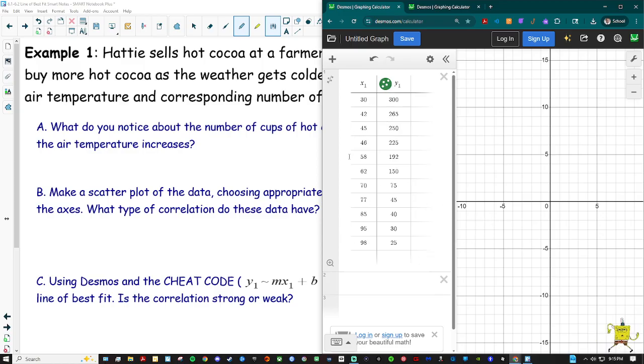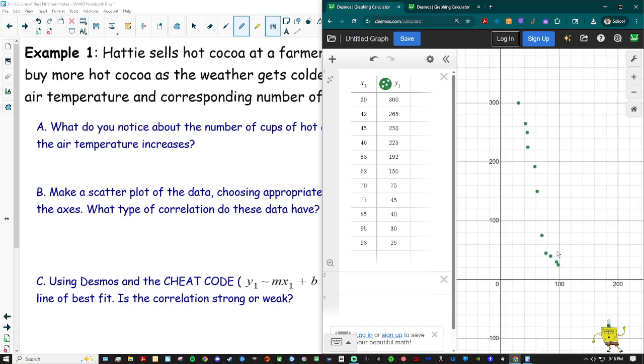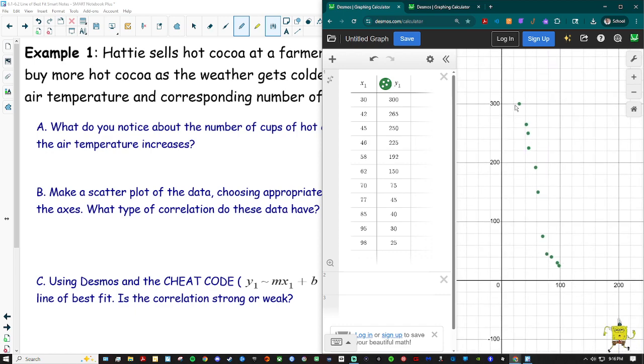Alright, you've typed in all of your points, and one thing you might notice is I don't see my scatter plot. So what I need to do is zoom out until I see all of my scatter points. So here are my points. My x-axis represents the temperature, and my y-axis represents how many cups are sold.